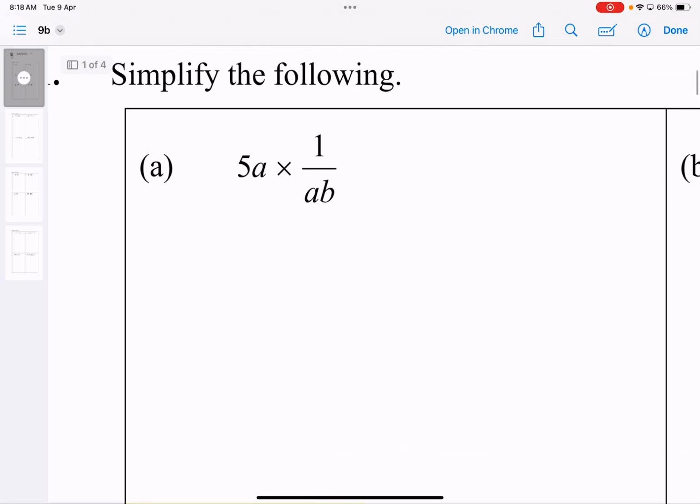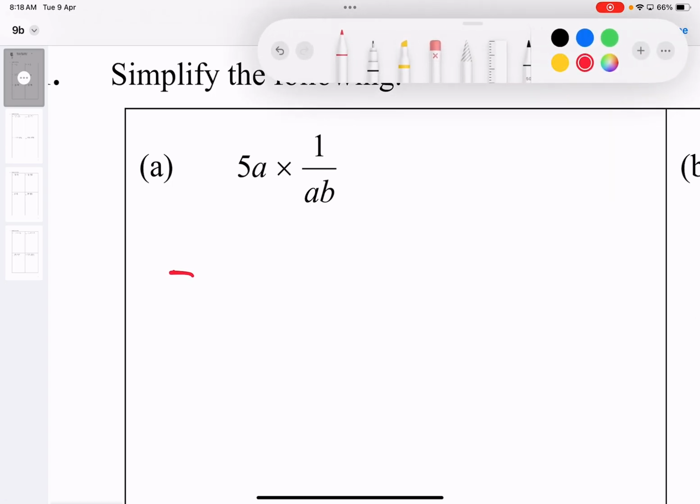How are we going to do this question? This question is very simple because it is going to be 5a over ab. We can just combine it first. Multiplication means the top will stick with the top, the bottom sticks to the bottom. In this case, 5a is the same as 5a over 1.